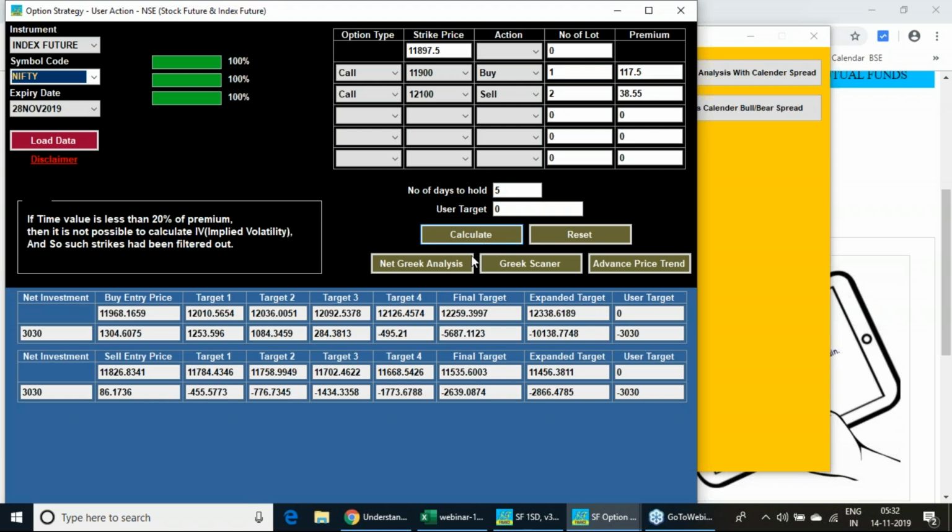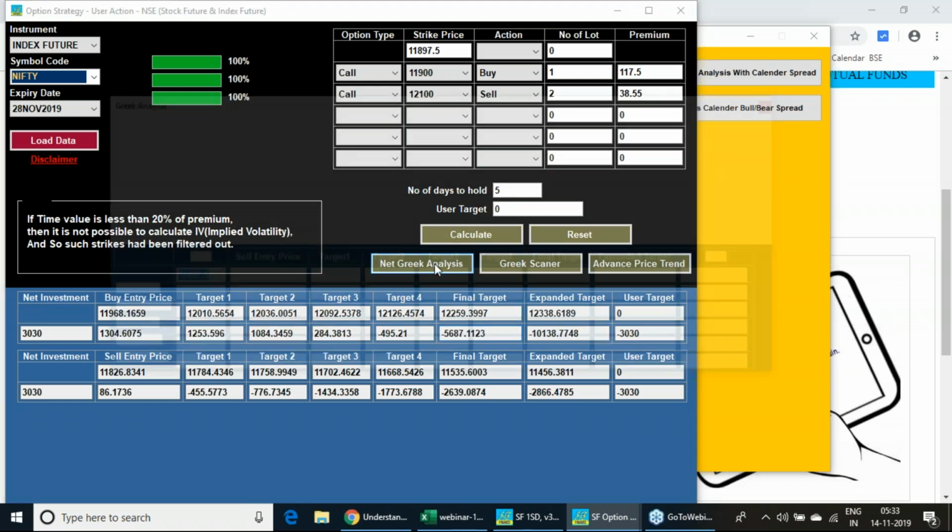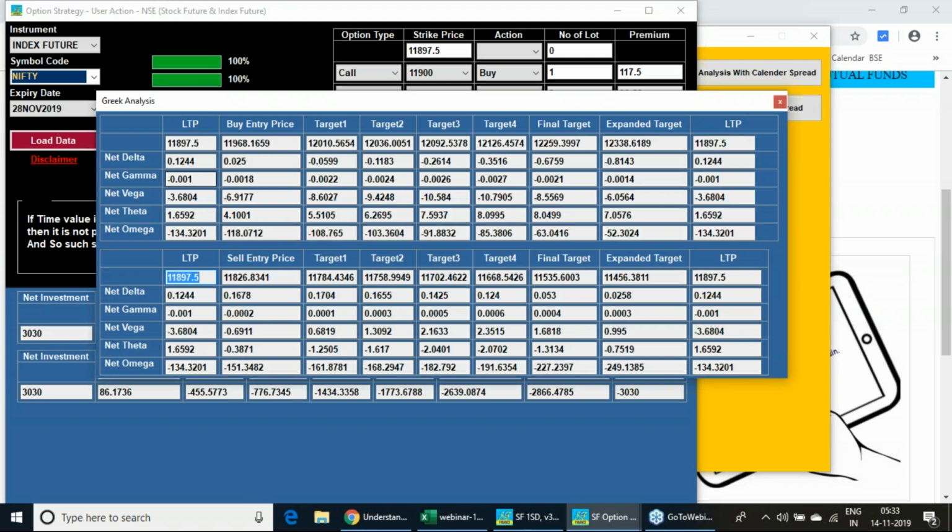So if I calculate, it gives me the result; this is a future reference. If the Nifty future is falling, then I will be having so and so losses at different levels. Like at 11,535, I will have 2,600 losses. Same way, if it is going to 12,259 during this 5 day period, then I will be having a loss of 5,600. Besides that, it has a net Greek analysis. When I form this strategy, what is the net delta, net vega, net theta? All these things are there.